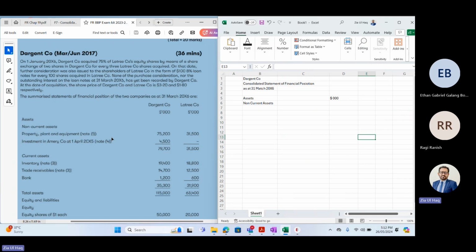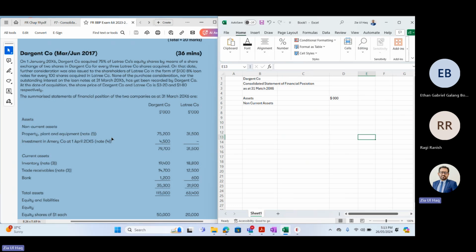The summarized statement of financial position of the two companies as at 31st March 20x6 is: non-current assets, property, plant, and equipment. There is a note one as well. Investment in Emery Company. What's your subsidiary name? Latry. Investment in Emery Company. What is that? We don't know. Could be an associate.